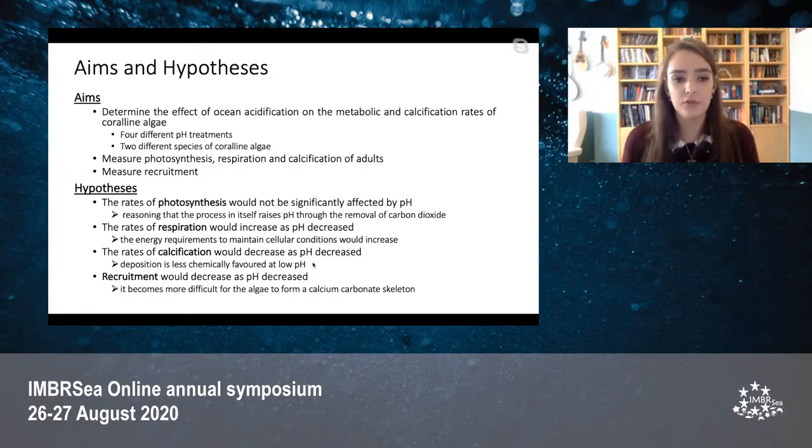So my hypothesis for the photosynthetic rates was that they would not be significantly affected by pH, reasoning that the process of photosynthesis in itself raises the internal pH through the removal of carbon dioxide. For respiration, I hypothesized the rates would increase as pH decreased, as the energy requirements needed to maintain normal cellular conditions would increase. For calcification, I thought that the rates would decrease as pH decreased, as the deposition of calcium carbonate is less chemically favored at low pH. And then finally for recruitment, I thought a similar thing in that the recruitment would decrease as pH decreased because it becomes more difficult for the algae to form their skeleton.